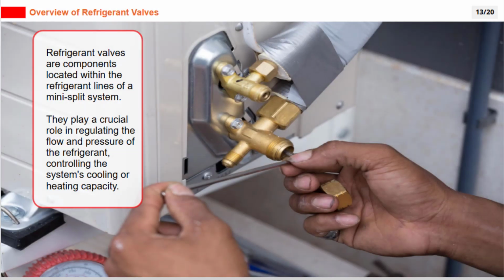Refrigerant valves are components located within the refrigerant lines of a mini-split system. They play a crucial role in regulating the flow and pressure of the refrigerant, controlling the system's cooling or heating capacity.